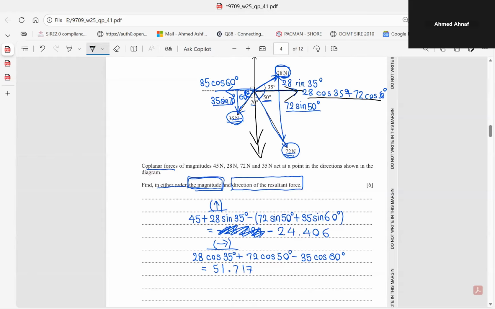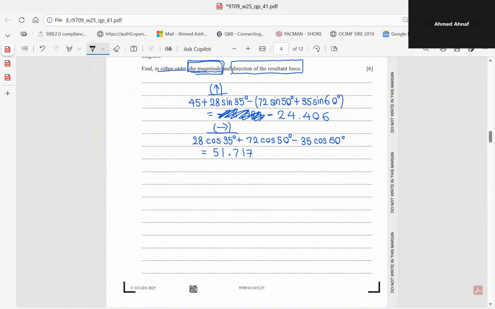So therefore, the horizontal component would be in this direction, and therefore our resultant force would be something like this. The angle would be relative to this horizontal axis, and it will go clockwise. Like the angle would be clockwise from the horizontal axis. Okay, all right, so now let's find the magnitude.